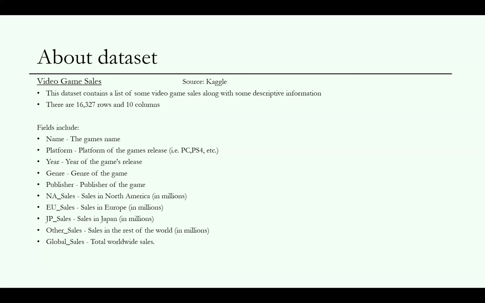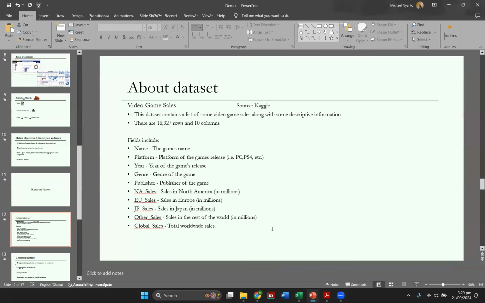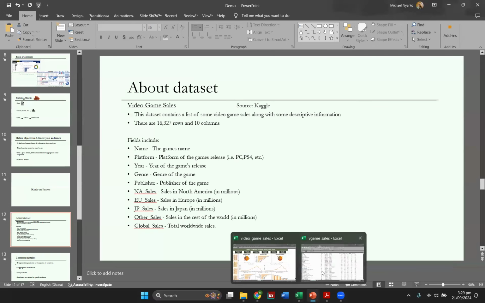And then we have some values here. We have NA sales, which is the sales in North America in millions. And then we have the sales in Europe, the sales in Japan, and then the sales to other parts of the world. And then there's a sum of all the sales in these four different regions stated. So let's move on to our data set.